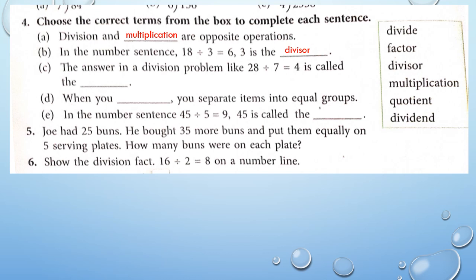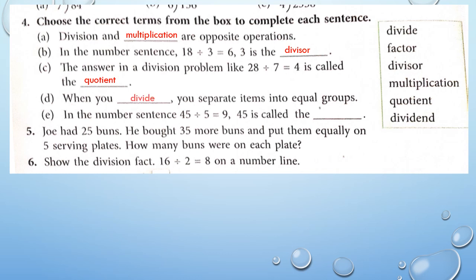The answer in a division problem like 28 divided by 7 is equal to 4 is called the, now you know that in division the answer is called the quotient. So you have to write quotient here. When you dash, you separate items into equal groups. What do we do to make equal groups?